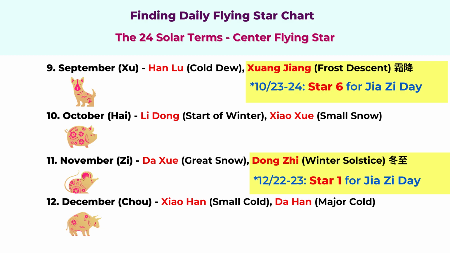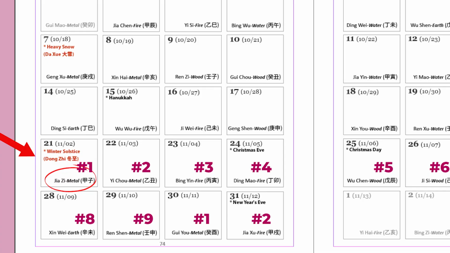And the rule is to have star 1 in the center of the Flying Star chart for the Jiazi day that's close to the Dongzhi day. So here, the 21st, Jiazi day, that's star number 1 in the center of the chart. And the next day, Yichou day, that will be star number 2 in the center of the Flying Star chart. And the next day will be number 3, and the following day will be number 4. We just keep going until star 9, and then we come back to star 1 again.